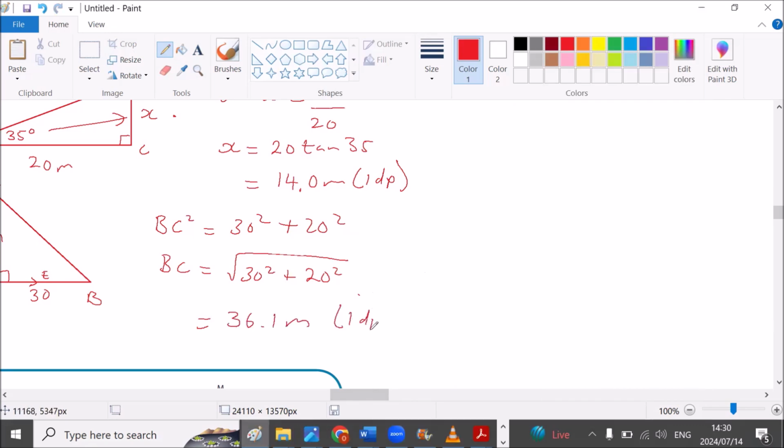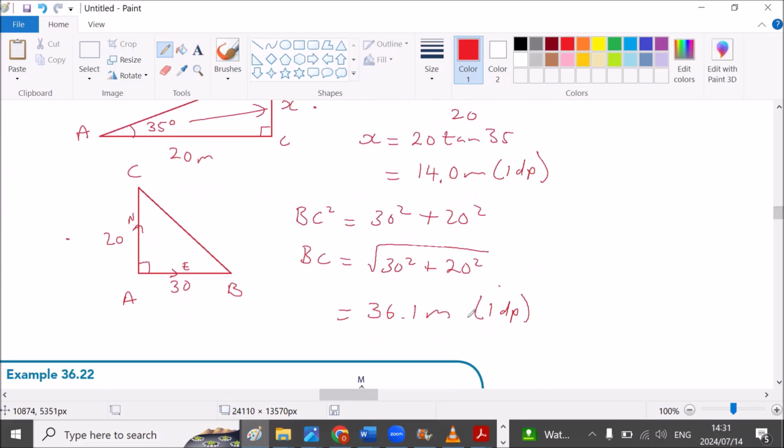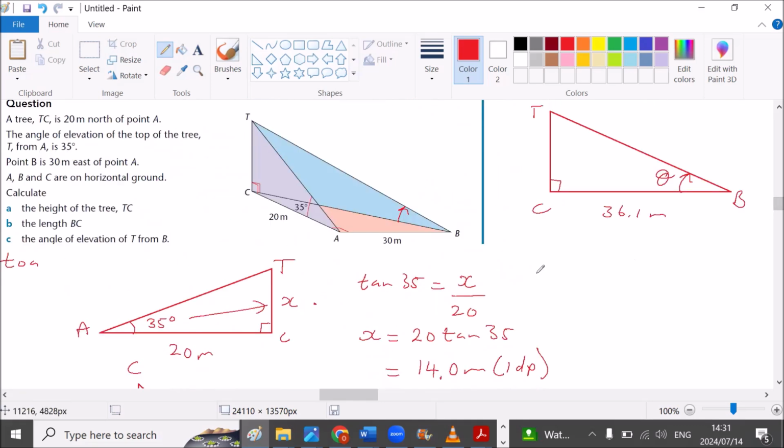Angle of elevation of T from B. So we want the angle of elevation of T from B. So we consider triangle BCT with B there, C there, and T. This angle will be a right angle since these are on horizontal ground and T is vertically above C. So the angle we are looking for is this angle of elevation. We can call it theta. We have just calculated BC as 36.1 meters and TC as 14 meters here.